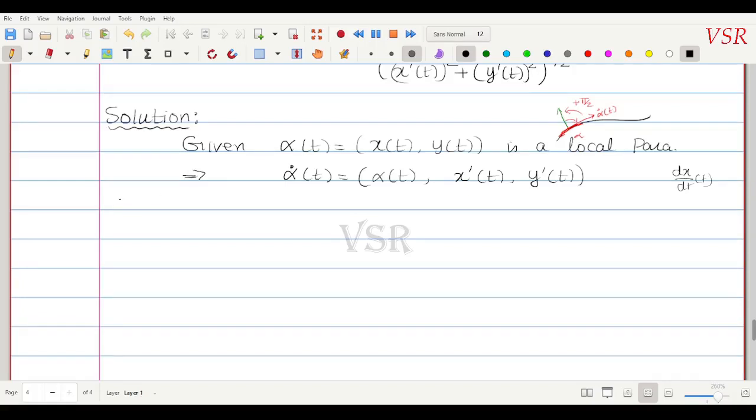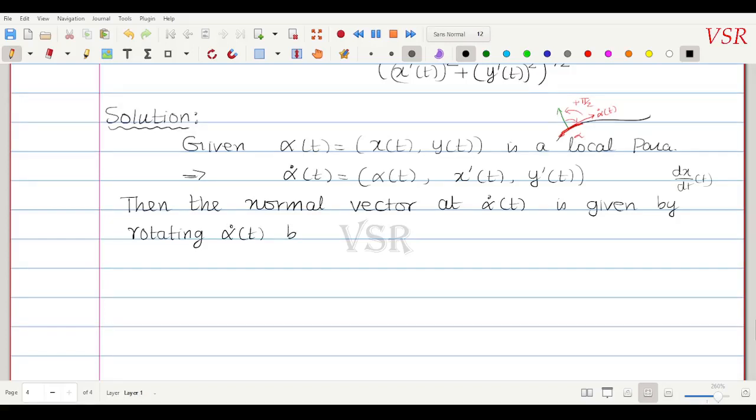Then the normal direction, the normal vector at alpha dot of t, is given by rotating alpha dot of t by 90 degrees, π/2. If we rotate this vector by 90 degrees, we'll have the normal direction. We just have to swap these two. If I put a minus at this place, we rotate left, that means -π/2. If I put the minus here, we'll have this.